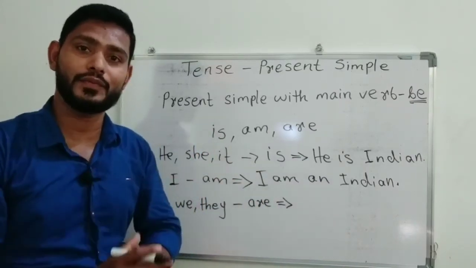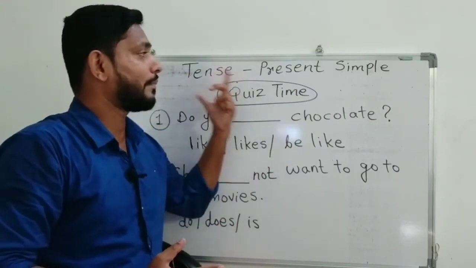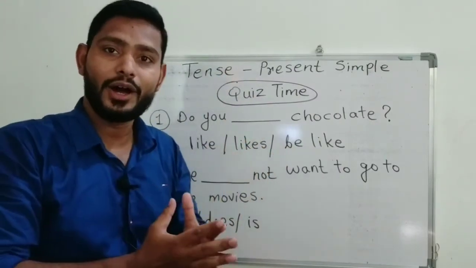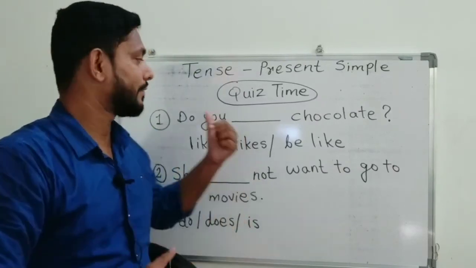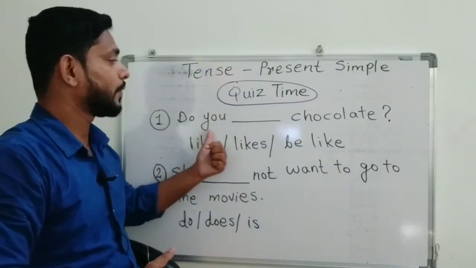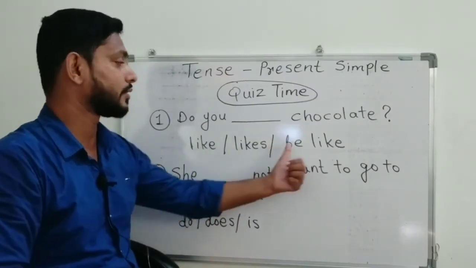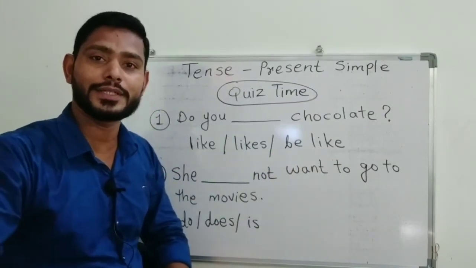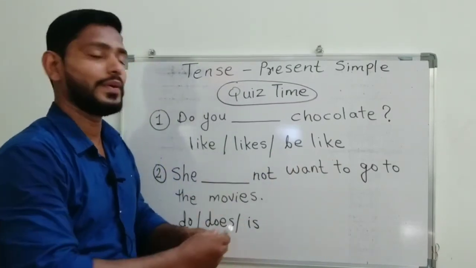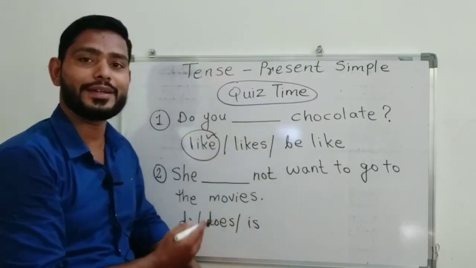Now it's grammar quiz time on present simple, in order to test how far you are able to understand today's lesson. Here the first question is, do you blank chocolate? What is the correct form of the verb among these three? Like, likes, or be like? What may be the correct option? Do you like? So this is the correct option.